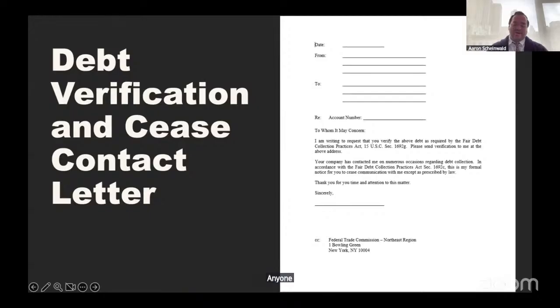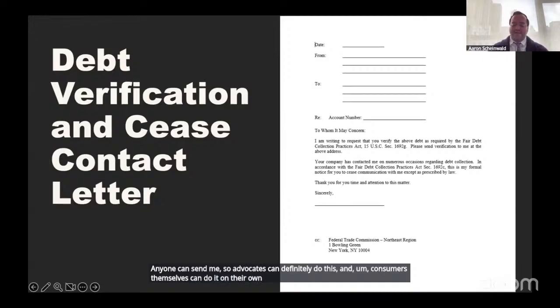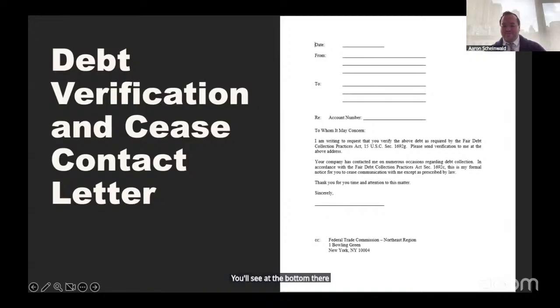Anyone can send these. So advocates can definitely do this, and consumers themselves can do it on their own so that they can get this relief and get the information that might be helpful to figure out what's going on here and what they might need to pursue after, such as a police report for identity theft or what have you. You'll see at the bottom there's a CC to the Federal Trade Commission for the Northeast region.